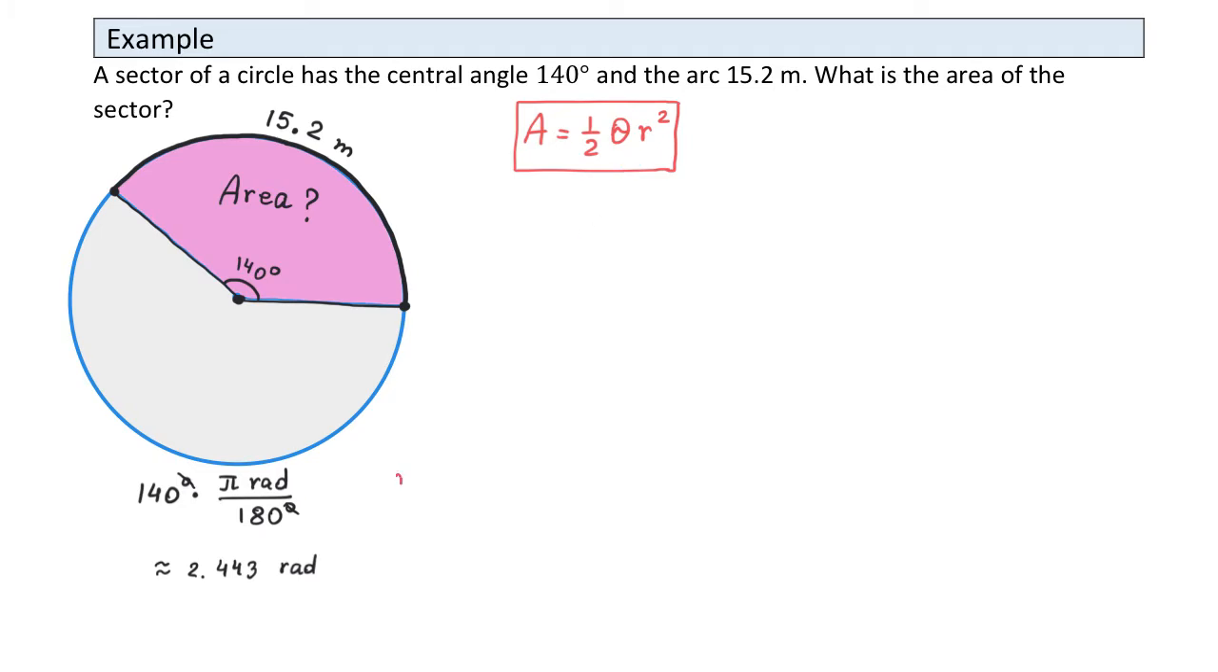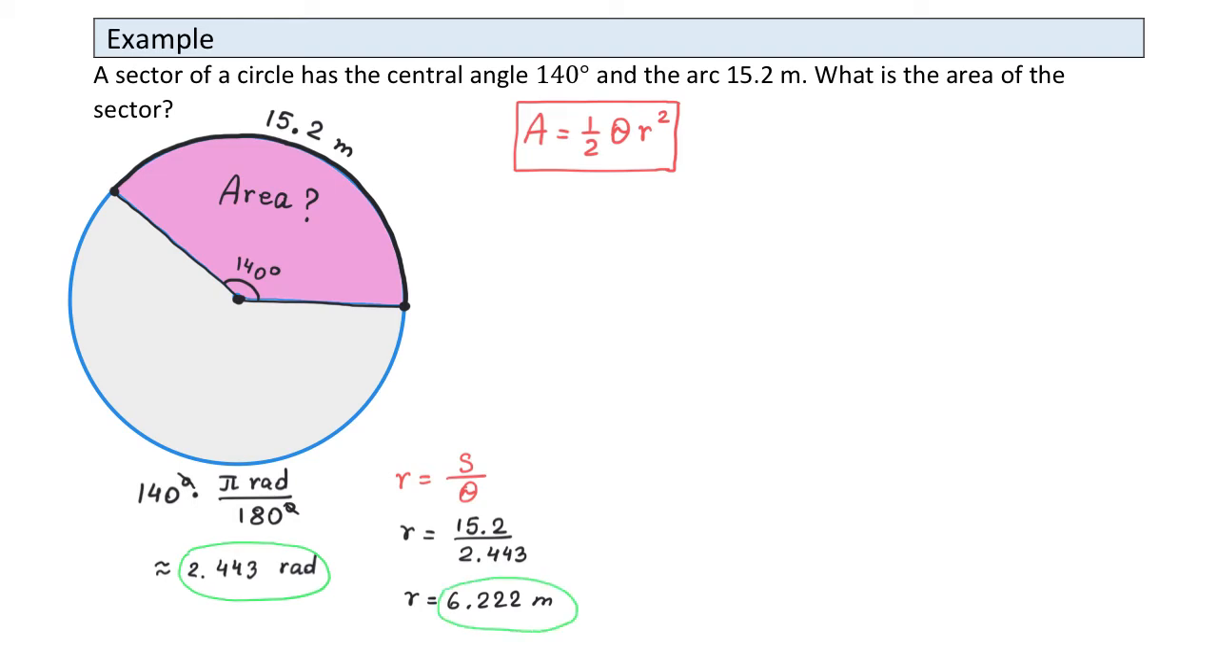Now, we know the measure of angle theta in radians, but we still have to find the radius. We know that the radius can be found by dividing the length of the arc by the angle theta, and theta has to be in radians. So then, the radius equals 15.2, which is the length of the arc, divided by the measure of the angle in radians, which is 2.443. Then the radius is approximately 6.222 meters.